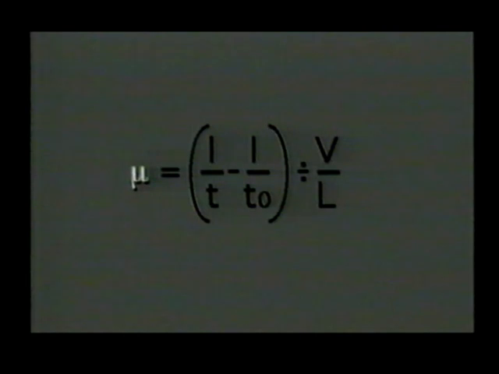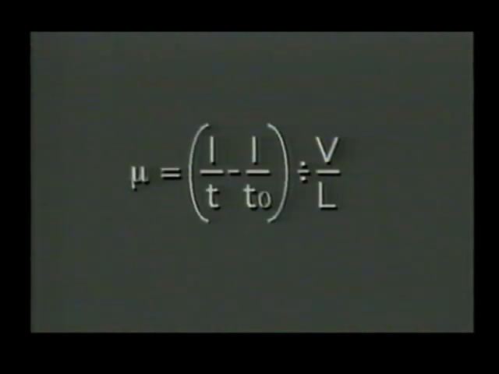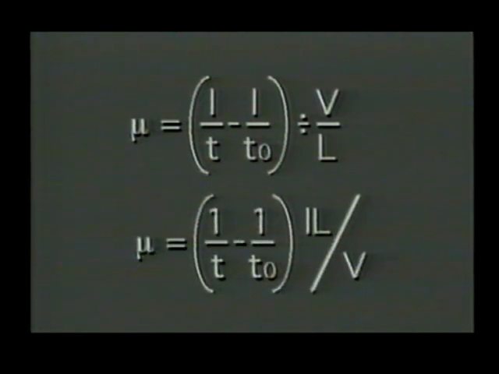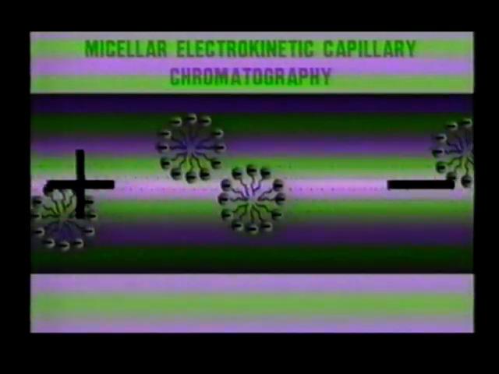The mobilities of the various components of the sample mixture can then be determined by using this equation, where mu is the electrophoretic mobility, referred to simply as mobility, L is the length of the capillary up to the detector, T is the time taken for the analyte to reach the detector, T0 is the time at which the neutral marker passes the detector, V is the voltage applied during the separation, and capital L is the total length of the capillary. SI units of mu are meters squared per second per volt. This equation may be rearranged to its more usual form.